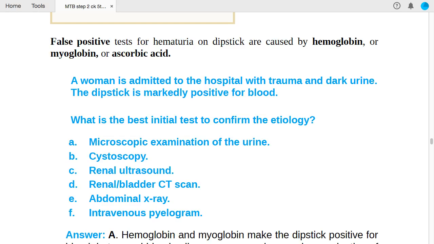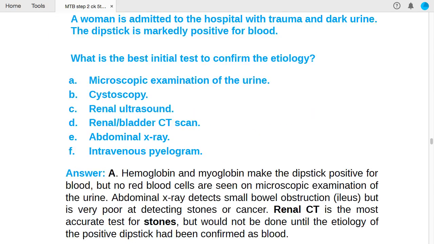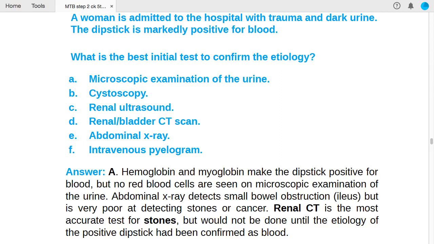So here it is microscopic examination of urine. Hemoglobin and myoglobin make the dipstick positive for blood, but no RBCs are seen on microscopic examination of the urine. So we can have a false positive result because of hemoglobin and myoglobin. The dipstick is positive, but it doesn't mean that RBCs are there. You're not going to see any RBC on microscopic examination. That's why we are saying this is a false positive result.